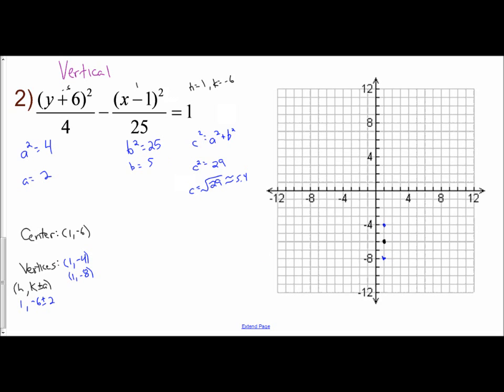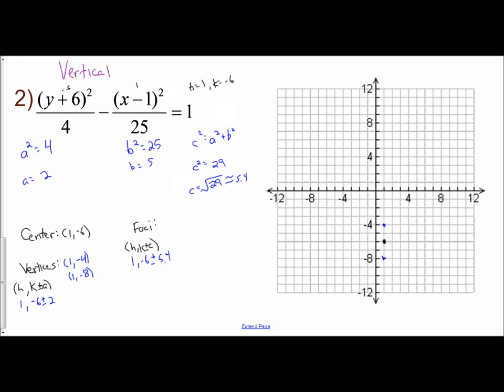Next, I need to find the foci. And the foci are located c units from the center on your transverse axis, which we said was vertical. So the formula for the foci would be your c value being added and subtracted from your k. So if you want to use the formula, you can. You're going to have 1 comma -6 plus or minus the square root of 29, or you can use 5.4.